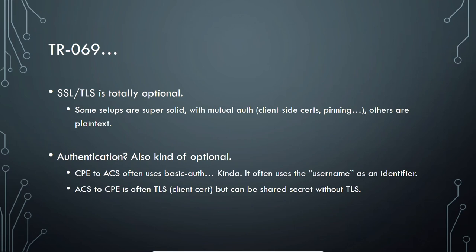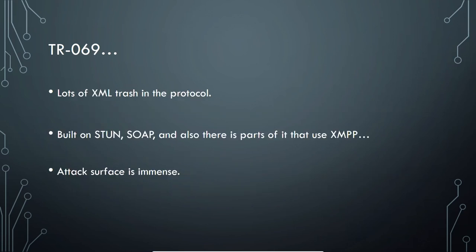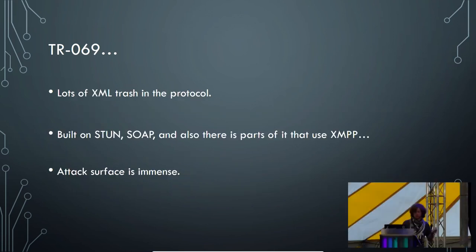If the ACS is talking to the CPE, you've often got TLS with a client-side cert, or it'll just use a shared secret that you can extract by reverse engineering the firmware of a router. And it's probably something shit like "broadband", in the case of one ISP that's quite large. So yeah, 069 is like XML. It's got some STUN, it's got some SOAP. For some reason, it's got Jabber in there. I've no idea why there's XMPP. I think they just said, oh, this is also XML, we better add it, keep all the XML heads happy.